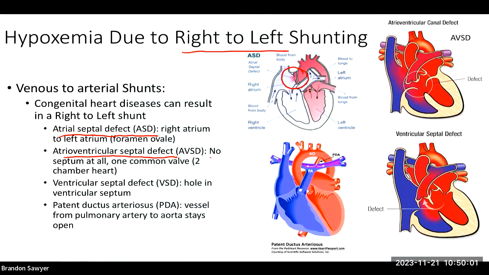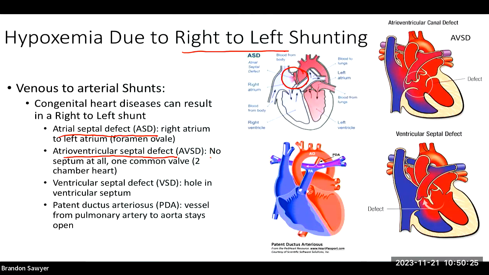And then we've got ventricular septal defect, which is just on the ventricle side, right? So just down here. There's a hole in the septum between the two ventricles. With AVSD, there's no septum at all. It's really just no separation between the atria or the ventricles. With ventricular septal defect, there's a hole in the septum between the ventricles.